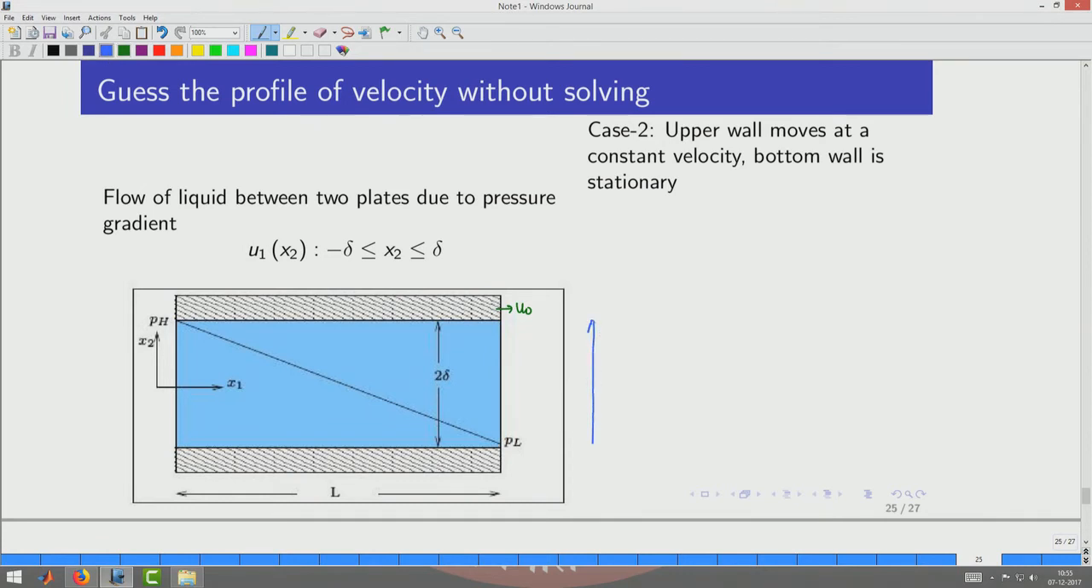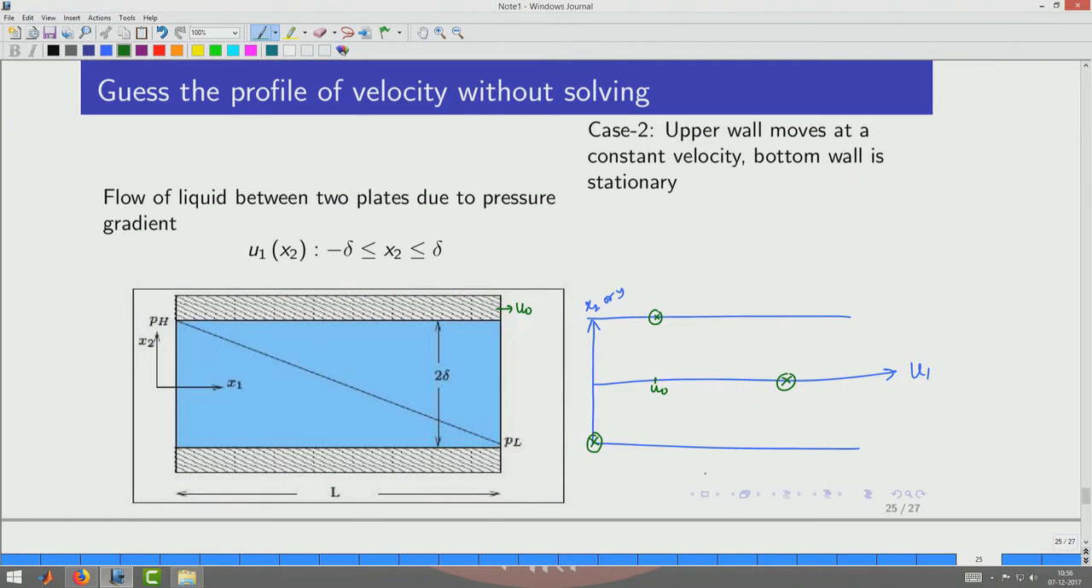Okay, so you have this is x2 or y, and this is the velocity u1 we are talking about, and this is the domain. Okay. So, we can already see from the boundary condition discussion that the bottom wall is stationary. So, we say that there is no velocity there, and there must be some velocity in the middle because of the pressure drop that is present. So, there is some velocity, and the upper wall is moving at a constant velocity u naught. So, this must be u naught.